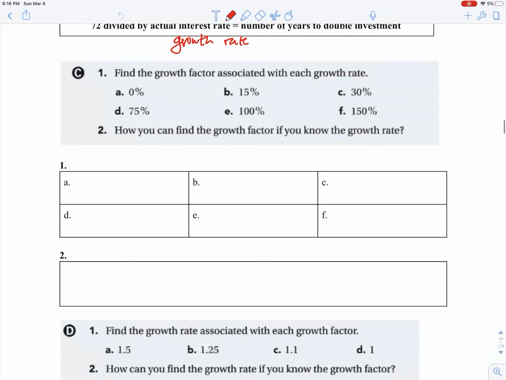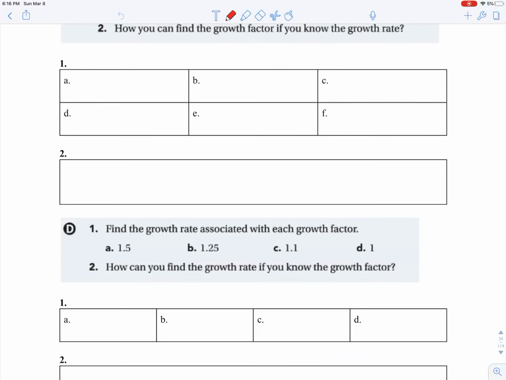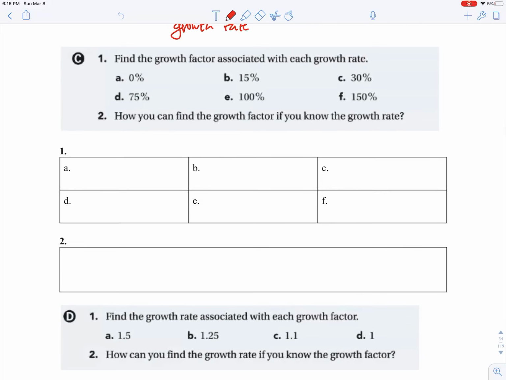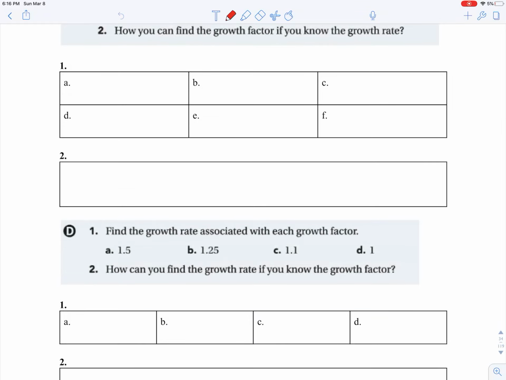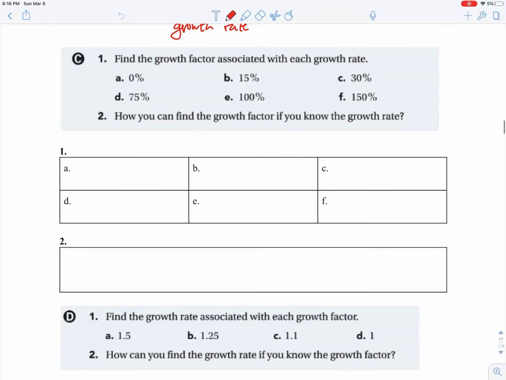Okay. On this page, we're going to practice finding the growth factor given a growth rate. We're on this page, we're going to find growth factors given a growth rate, and we're going to find growth rates given growth factors. Whew, there we go. All right, so I'm going to walk through a couple of examples for each of these, so that way you guys can practice on your own.